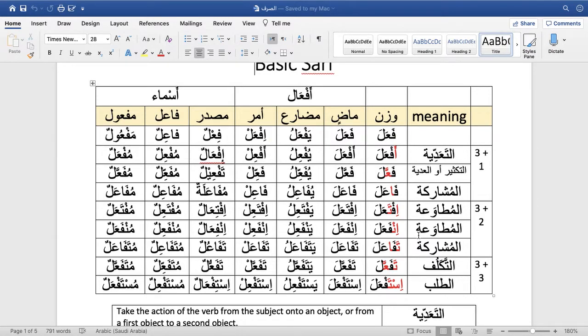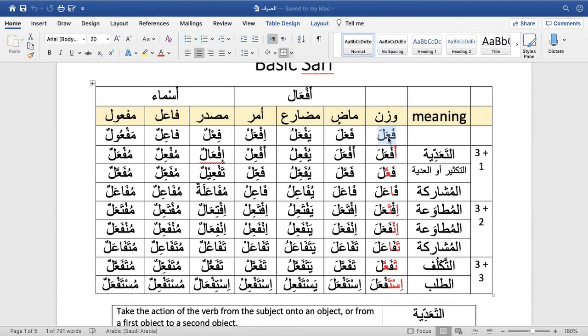Welcome to the second lecture on basic Sarf. In the first lecture we have spoken about the different awzan as well as their meanings, and now we shall speak more in detail about each one of them in the way that we would, if we can say so, conjugate them. So first of all, the fi'l thulathi mujarrad, the fi'l that's made up of 3 letters without any addition, which is just the first line here.